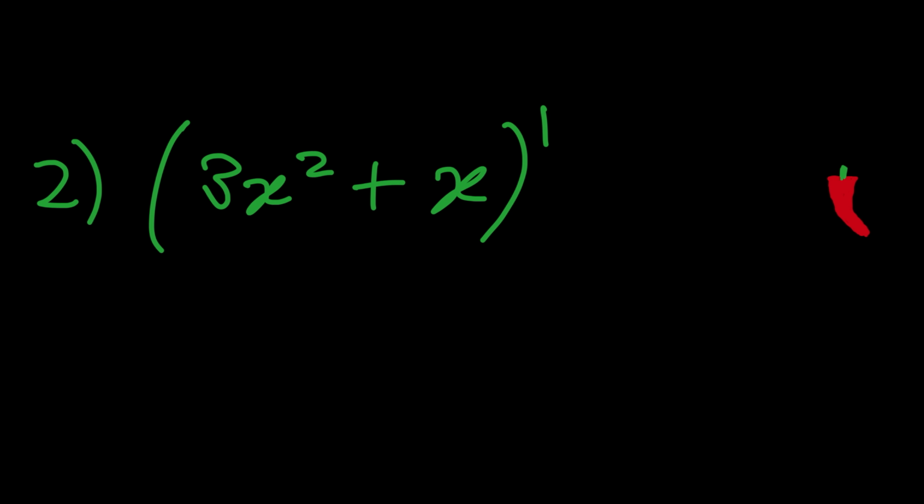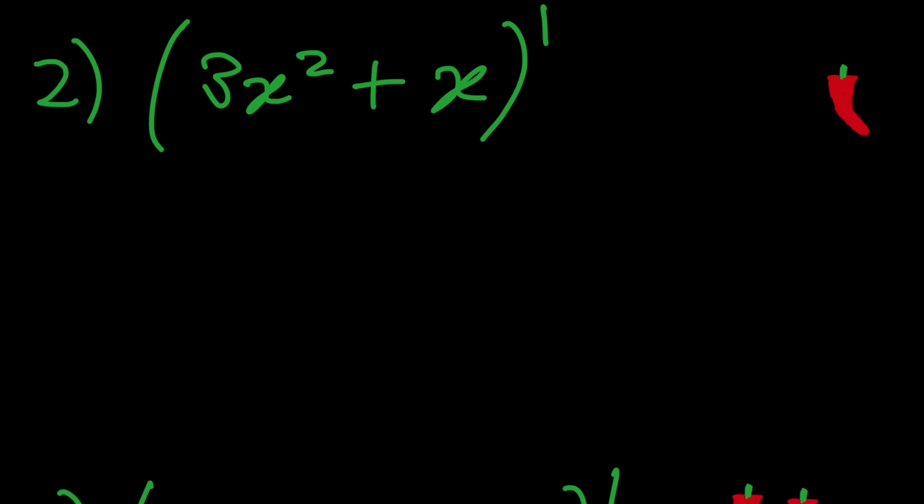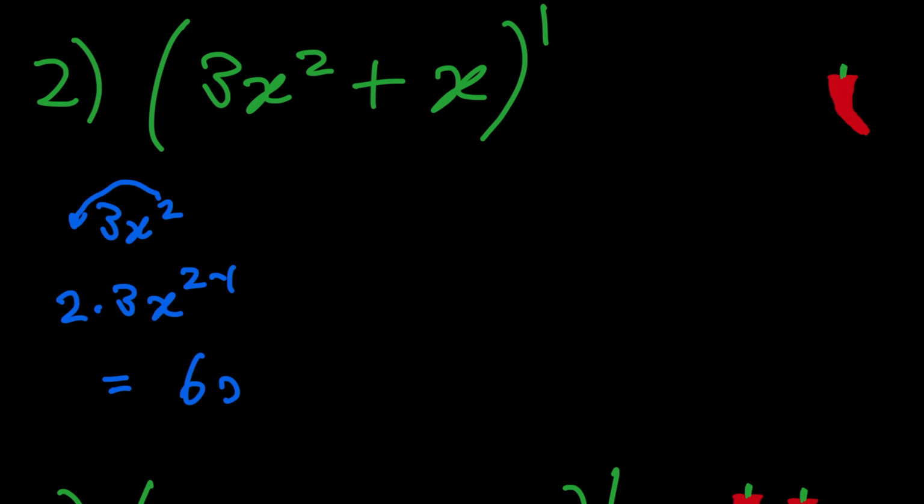Now let's do a couple of questions with this. Try solving this one: the derivative of 3x squared plus x. Feel free to pause the video and try this out for yourself. But let's get into the solution. Whenever I have two terms, I can treat them as one individual term and the other individual term. First, I can take the derivative of 3x squared. I bring my 2 down here, so it becomes 2 times 3x to the power of 2 minus 1, which is equal to 6x to the 1.